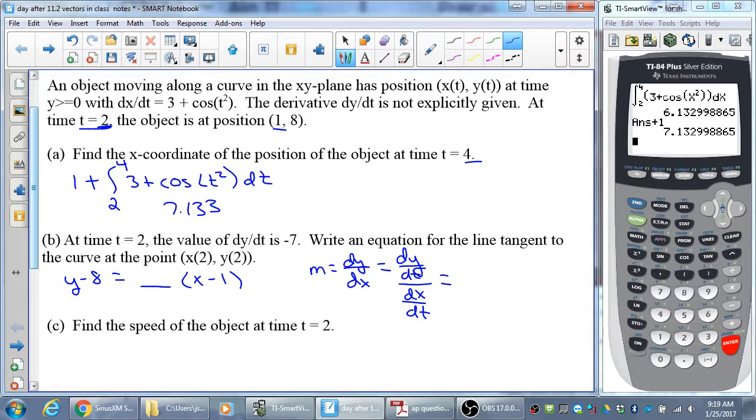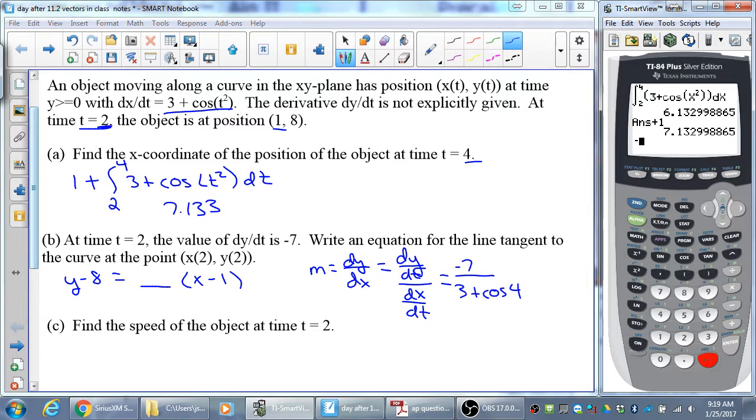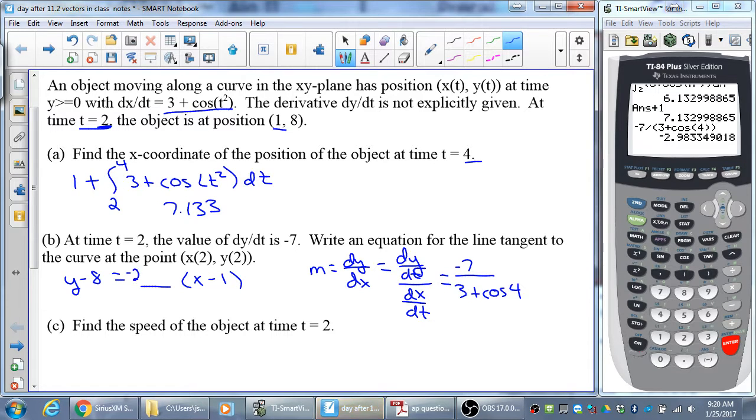Well, we know the value of dy/dt, it says it's negative 7. Now that's going to be over dx/dt, which is 3 plus cosine t squared. So we need to divide that by 3 plus cosine of 4. We're doing this when t is equal to 2. Negative 7 divided by parentheses 3 plus cosine of 4, and we're going to make sure that we are in radians. So mode, we're in radians, we're good to go. So negative 2.983. There's the slope of the tangent line.